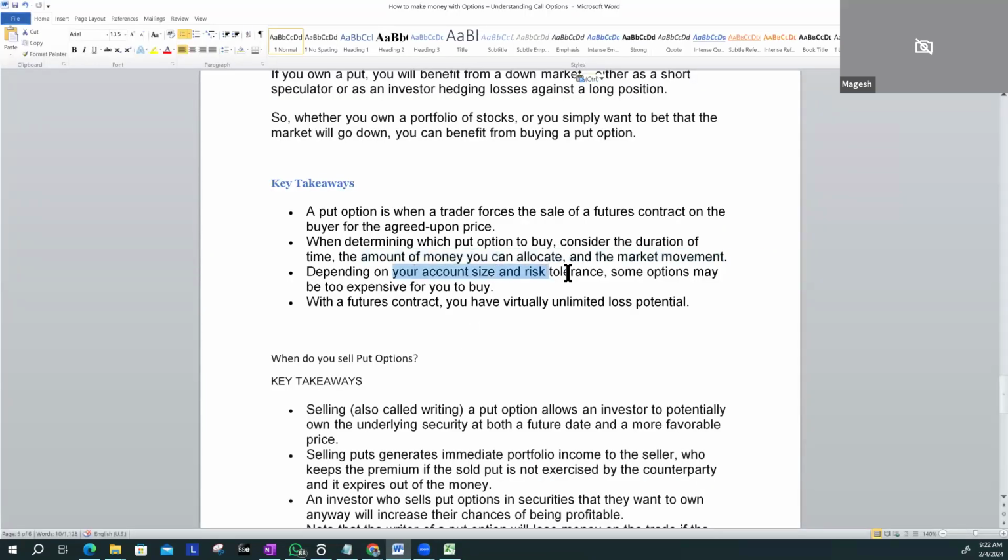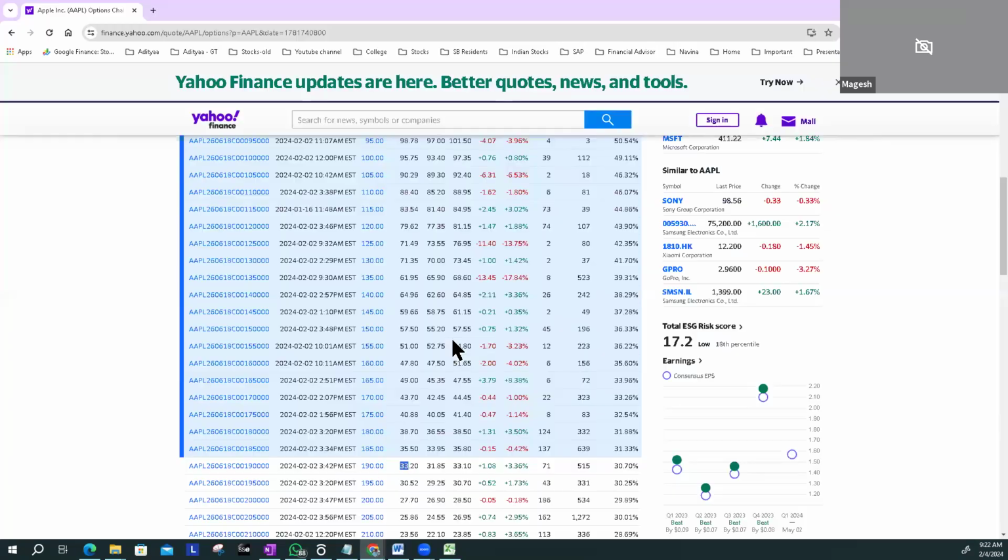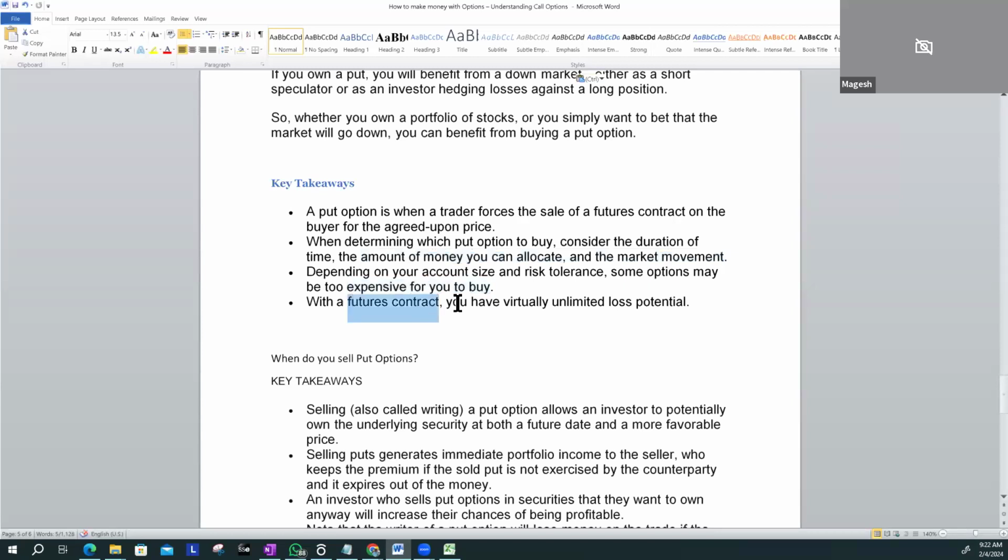Depending on your account size and risk tolerance, some options may be too expensive to buy. Imagine buying an option on Meta also. That will also be very pricey. With a futures contract, you have virtually unlimited loss potential.